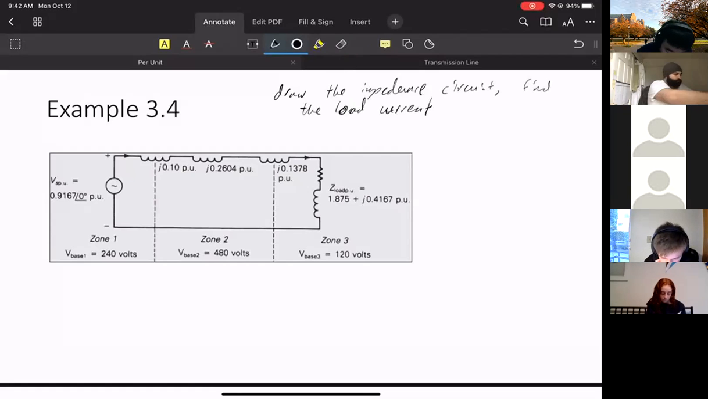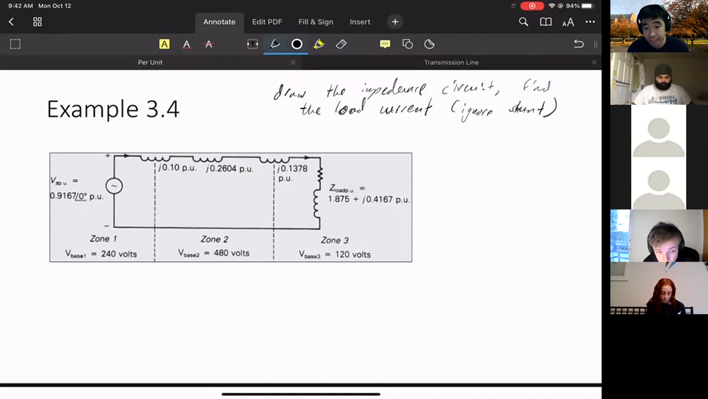Again, there's no shunt, so we're going to ignore shunt. Often we'll just ignore shunt. We're given everything here in per unit, but the problem is they are not in the same base. This is a circuit diagram, but we have 3 voltage zones and they are not in the same base. So let's make sure we can convert all this to the same consistent circuit, and then do analysis on it.